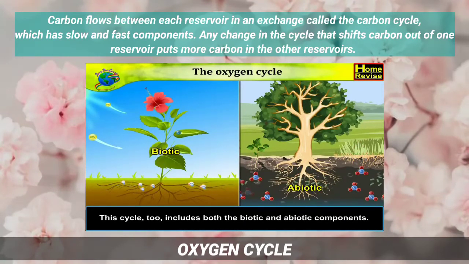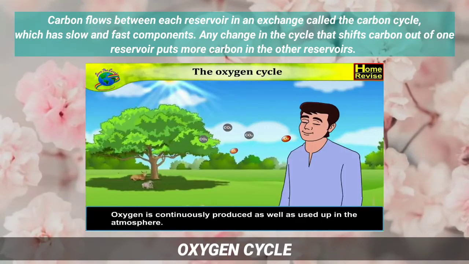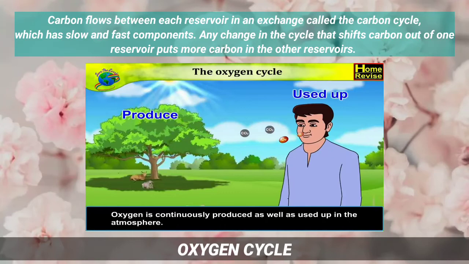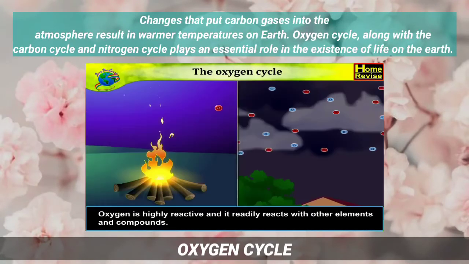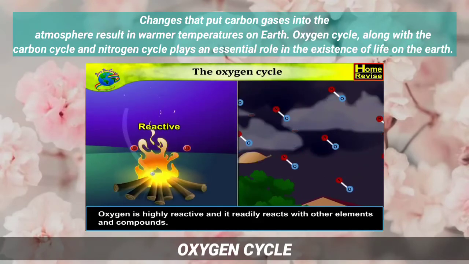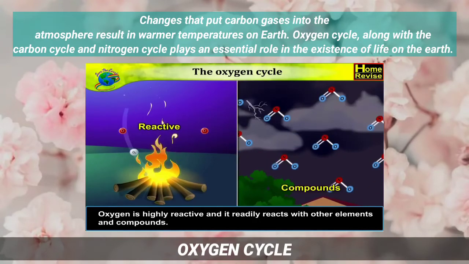Carbon flows between each reservoir in an exchange called the carbon cycle, which has slow and fast components. Any change in the cycle that shifts carbon out of one reservoir puts more carbon in the other reservoir. Changes that put carbon gases into the atmosphere result in warmer temperatures on Earth.